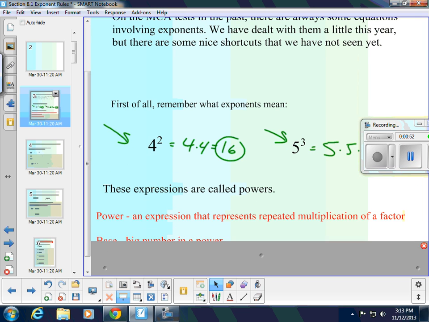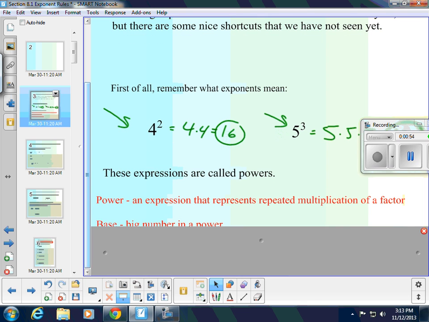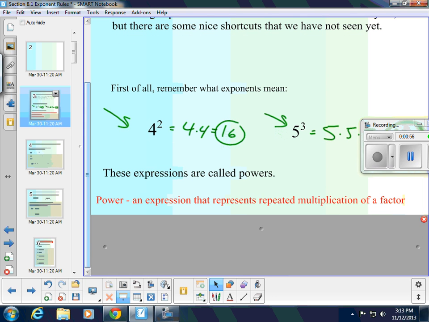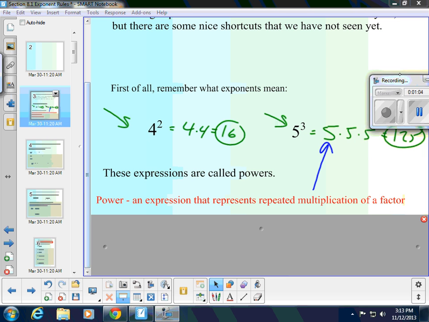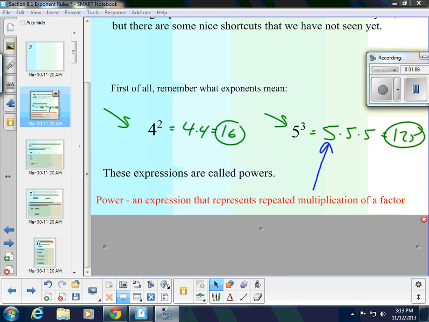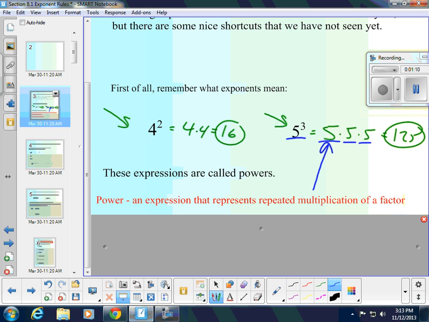Again, if you're taking notes along with me here in the red, I'd like you to write some of this down. A power is an expression that represents repeated multiplication of a factor. That's exactly what's happening up here. Repeated multiplication. So it says 5 to the third power. That means 5 times 5 times 5.